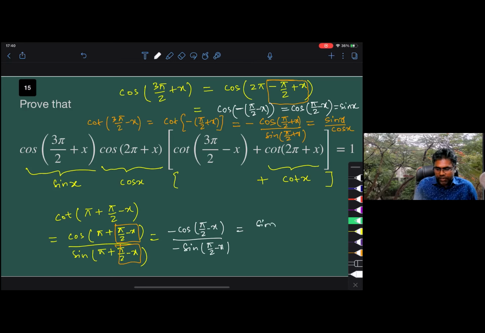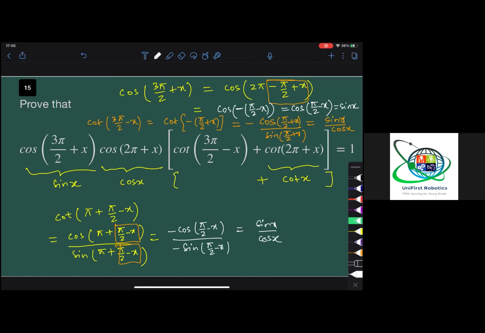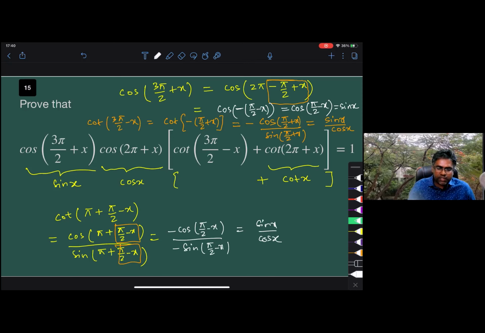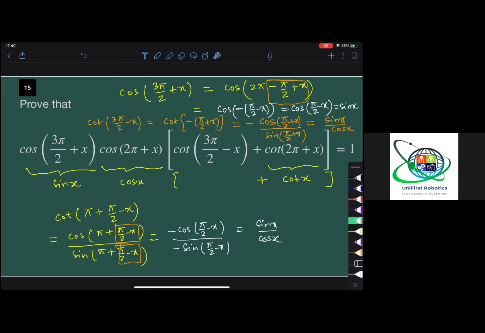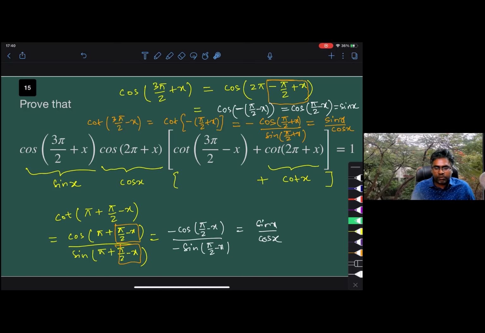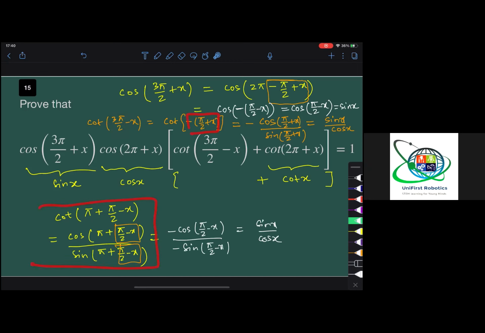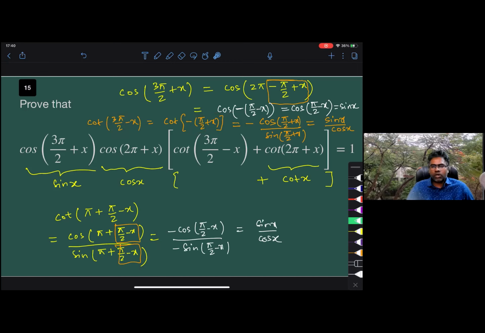Yeah, this is perfectly fine. You can do this. What I did is I split this 3 pi by 2 as 2 pi minus pi by 2. So 2 pi is not going to do anything, so I dropped it. So I have minus pi by 2 minus x, which I wrote this way. But this is okay. Yeah. So are we okay, guys?